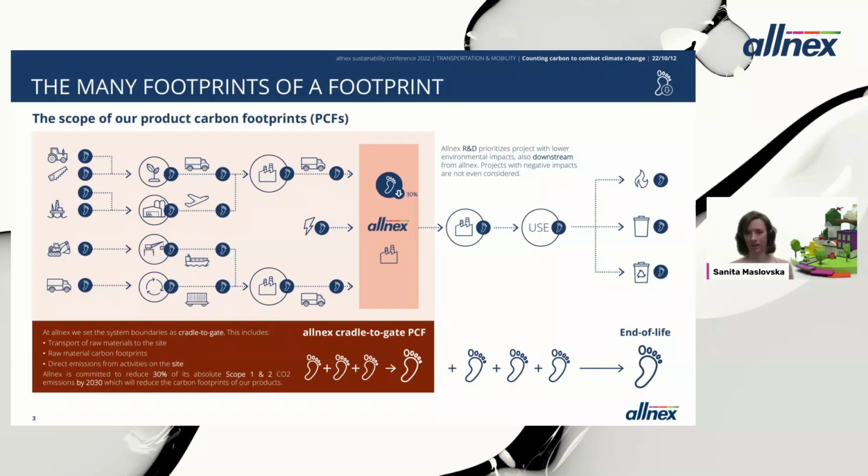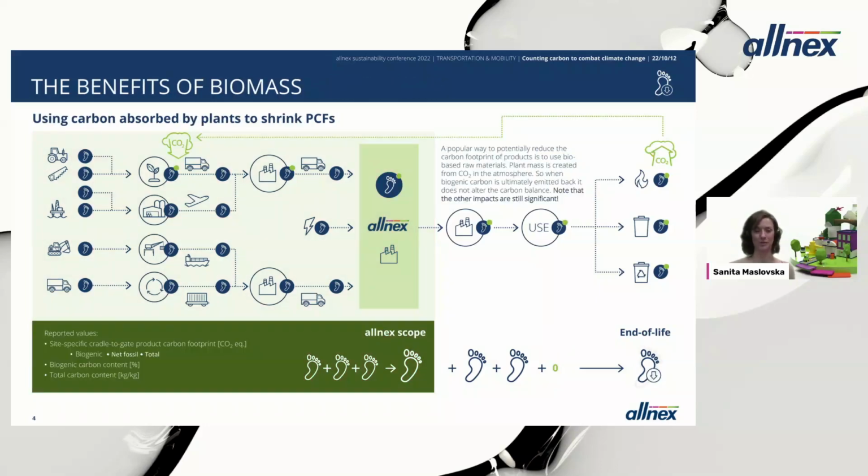So what other ways can you think of to lower a product carbon footprint? I'm sure you've all heard of using bio-based materials. This is very popular these days. So how does lowering a carbon footprint with bio-based materials work exactly? So what are bio-based materials then? Bio-based materials, mostly those are going to be plants. And what do plants do during their life?